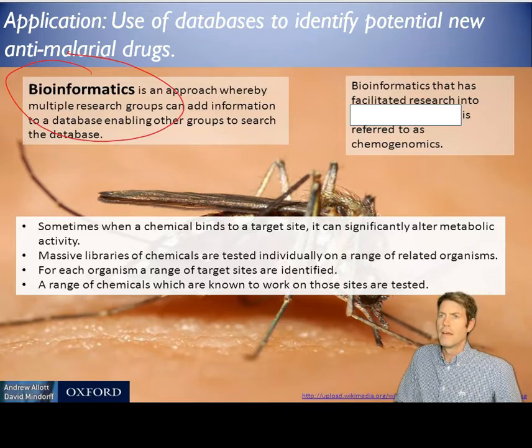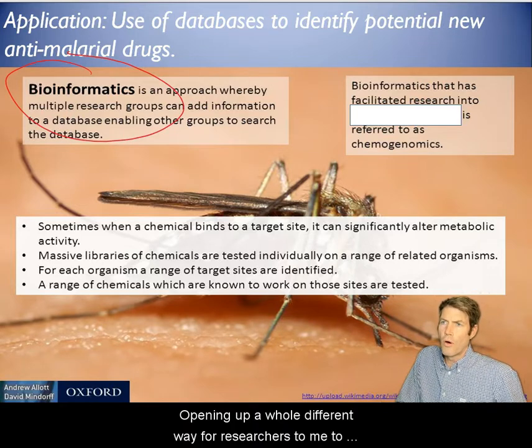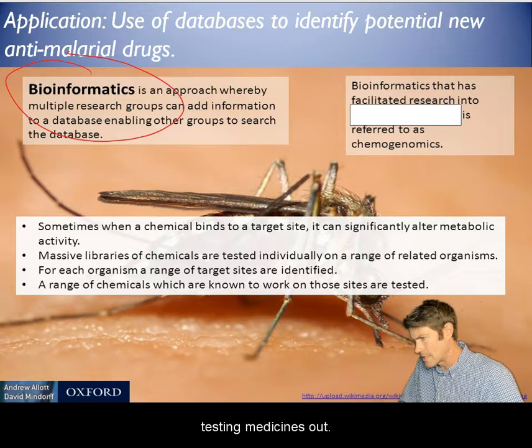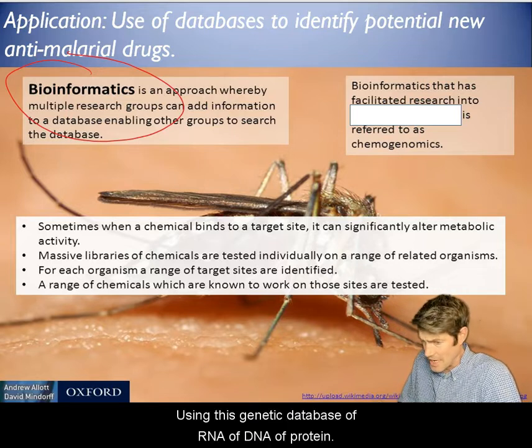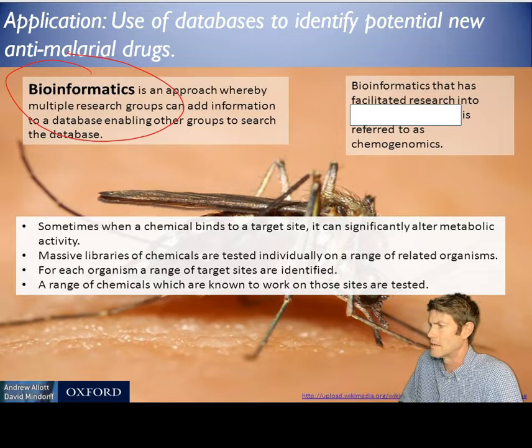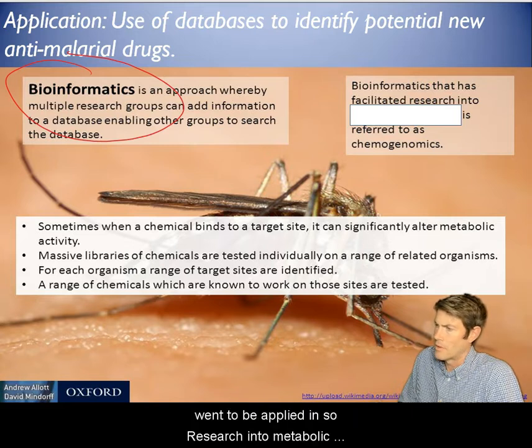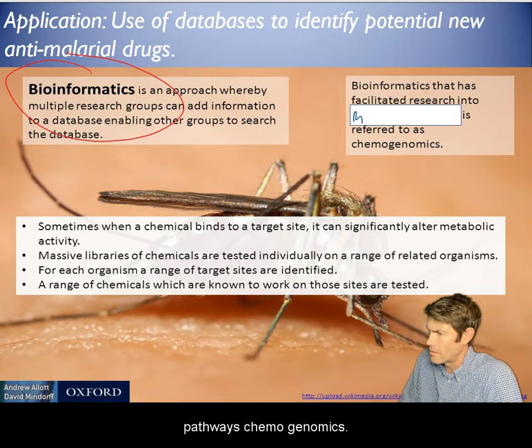Bioinformatics. Opening up a whole different way for researchers to look at these metabolic pathways, testing drugs, testing medicines out, using this genetic database of RNA, of DNA, of protein, to see what kind of effects these chemicals have once we apply them. So research into metabolic pathways, chemogenomics.